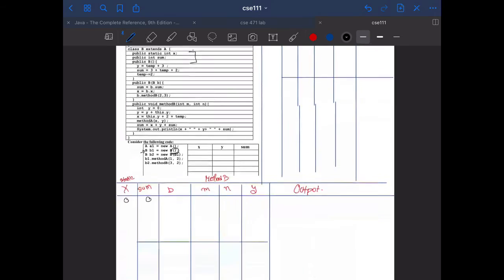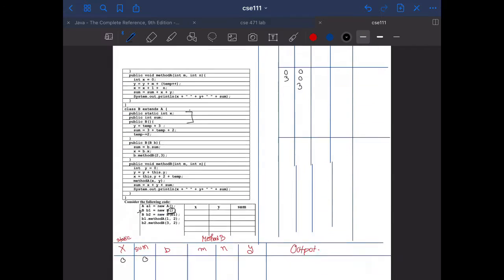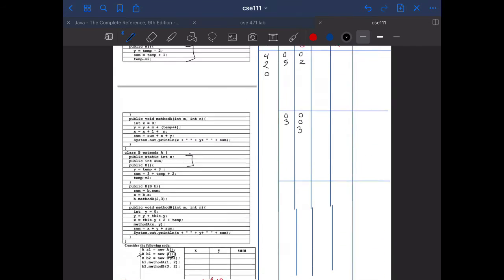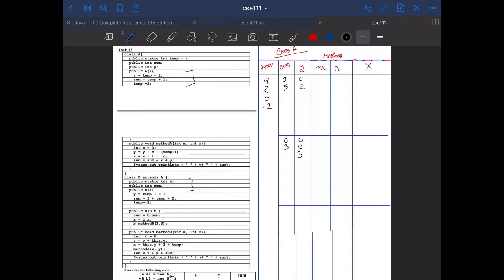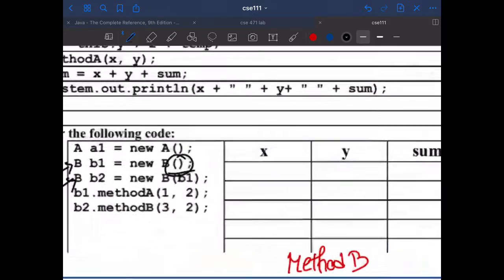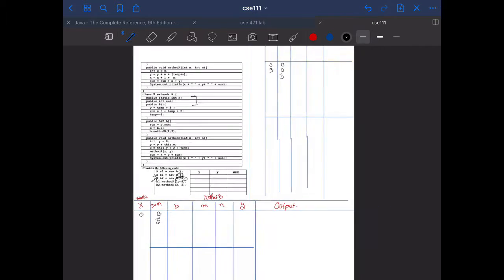3 plus temp, so temp is 0, 3 plus that would give us 5. Then temp minus 2, so temp becomes minus 2. And moving on to the next object, B2. B2 takes a parameter of B1, which is the first object that we created.